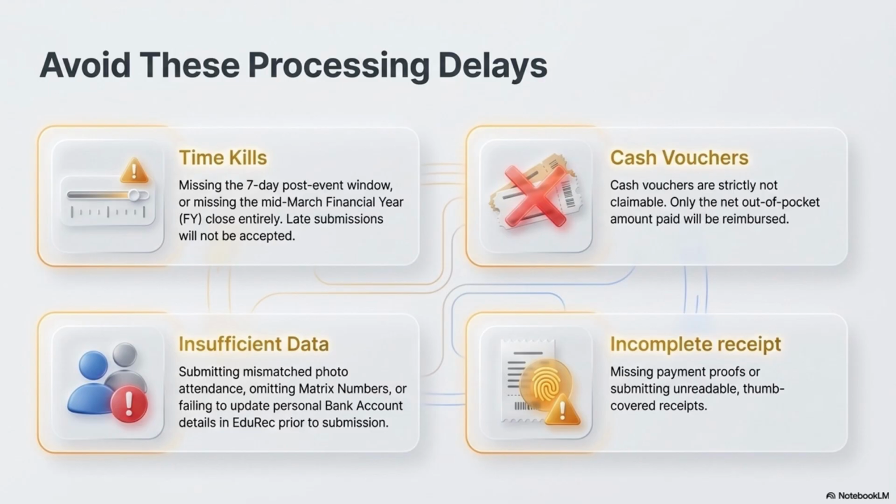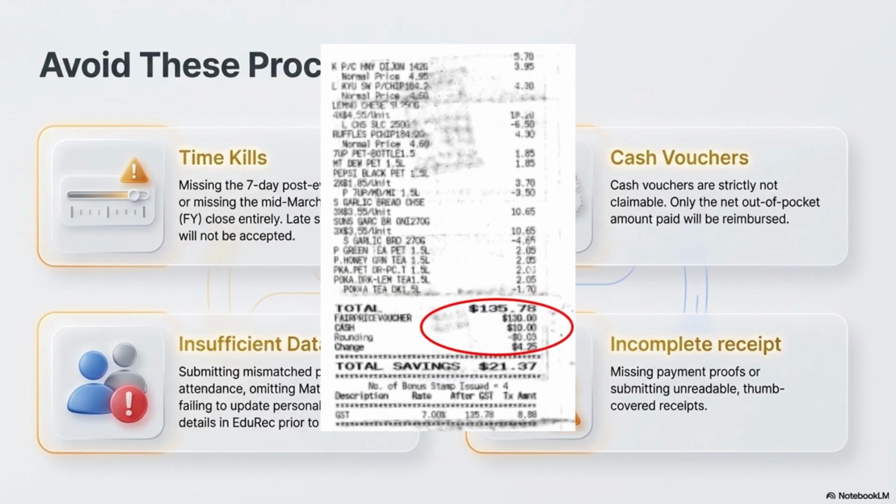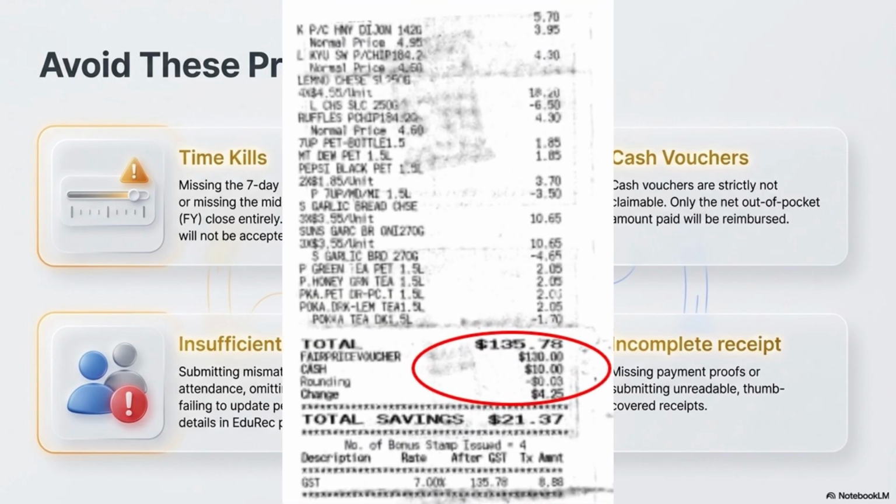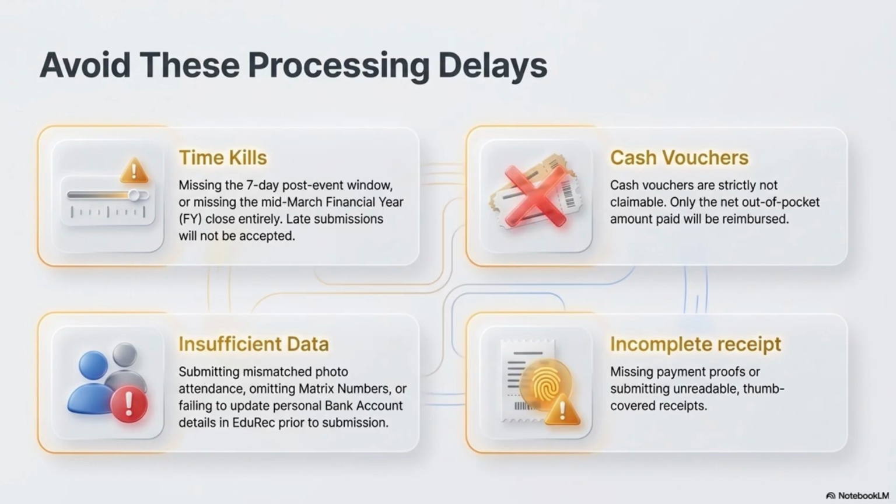Number 3, cash vouchers. Listen closely to this one. Cash vouchers are strictly not claimable. Only net out-of-pocket amounts get reimbursed. And number 4, incomplete receipts that lack payment proof.